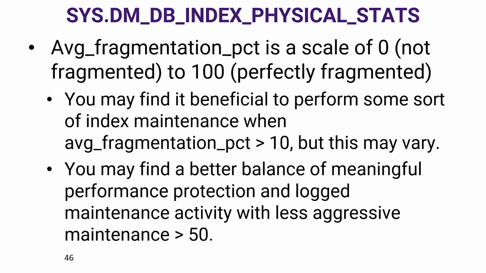Average fragmentation in percent is a scale of 0 to 100. 0 means not fragmented. You'll probably never see that. To 100, which is perfectly fragmented, you'll probably see a lot of 99.99s. You may find it beneficial to perform some sort of index maintenance when you see average fragmentation in percent is greater than 10. That's what's in the documentation from Microsoft, so I kind of have to say that. But in my experience, it's usually higher where you actually see some ROI on the time spent doing index defragmentation. So this may vary for you. You may find a better balance of meaningful performance protection and logged maintenance activity, and certainly time, with a less aggressive maintenance threshold of maybe 50% fragmentation.